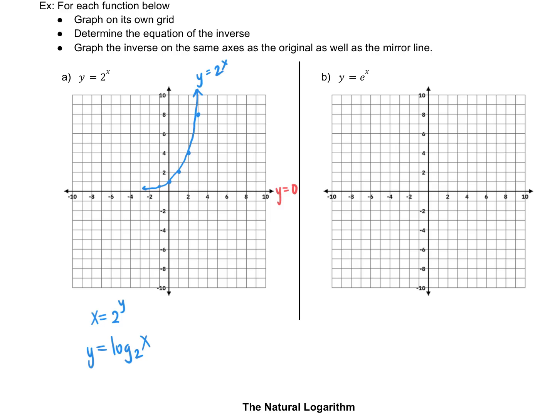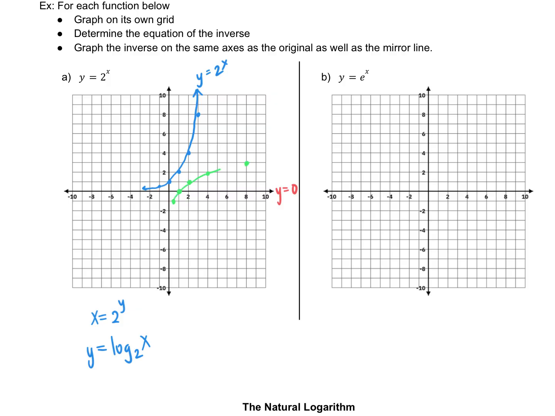Now I'm not going to graph it from the log. I mean, I definitely could, but since I have those nice exponential points, I'm just going to swap x and y and go from there. So the point negative 1, 1/2 is 1/2, negative 1. The point 0, 1 becomes 1, 0. The point 1, 2 becomes 2, 1. 2, 4 becomes 4, 2. 3, 8 becomes 8, 3.